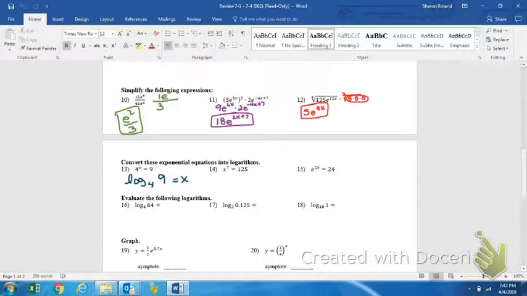On number 14, we're going to make it into a logarithm again. And so you're going to write the word log. And you have to remember that the whole purpose is to solve for the exponent. So the exponent is going to be what it equals. The base of the exponent is the base of the log. And that other number fills in the empty spot.